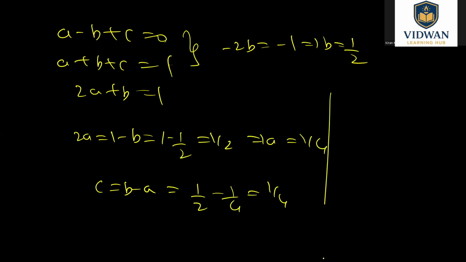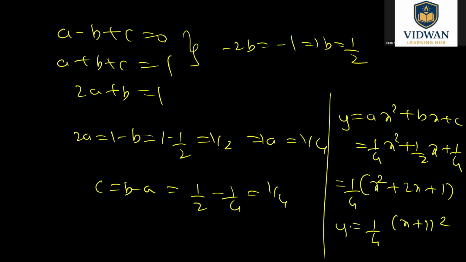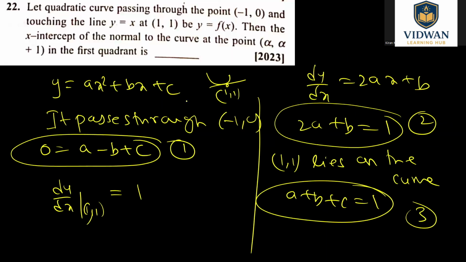So therefore, what would be the quadratic y? Ax square plus bx plus c. And A would be 1 by 4 into x square. B is half, so half x, and c is 1 by 4. So take 1 by 4 common, then it will become x square plus 2x plus 1 actually. So that is nothing but 1 by 4 into (x plus 1) whole square, that is the curve. So what is the second part of the question that they are saying? Then the x-intercept of normal at the point (alpha, alpha plus 1) in the first quadrant.